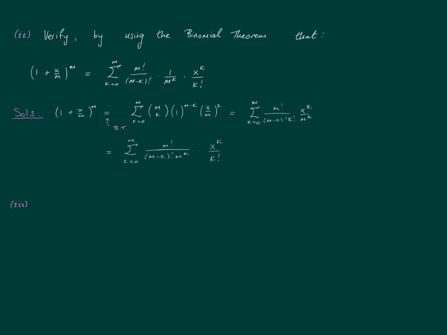Okay, now on to part 3. The parts 2 and 3 that I have here are equivalent to what is in the notes. They're just written in slightly different forms. So verify that the limit as m goes to infinity of this object, m factorial over (m minus k) factorial times m to the power of k, equals 1 for all 0 less than or equal to k less than or equal to m.